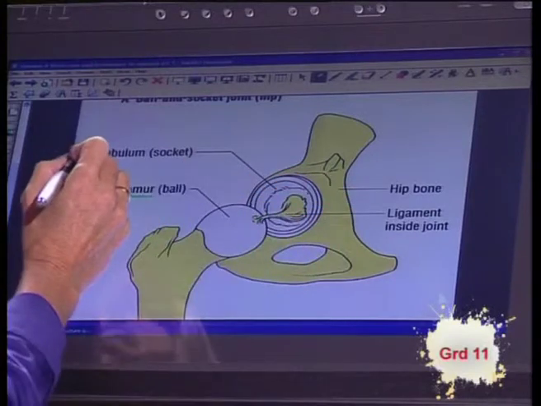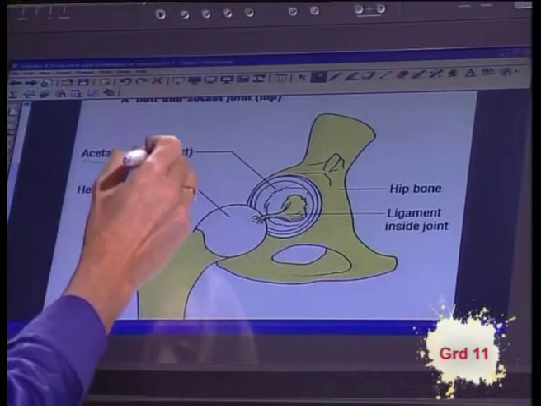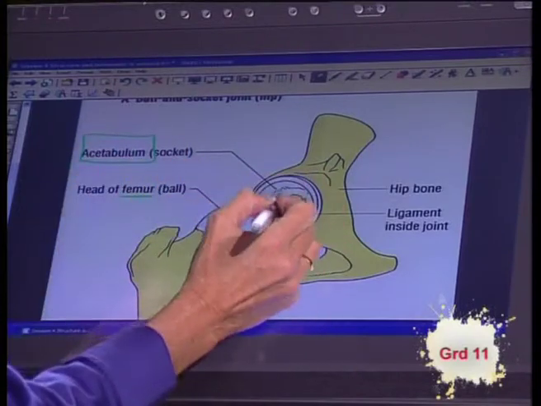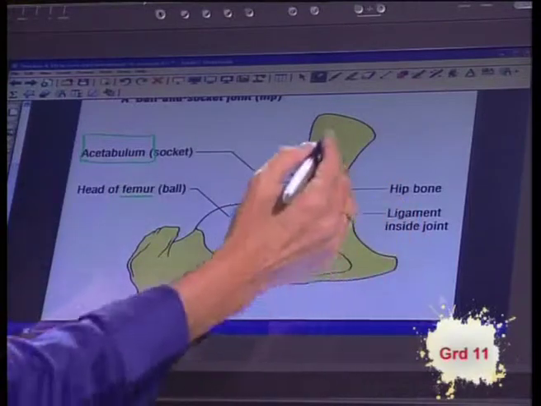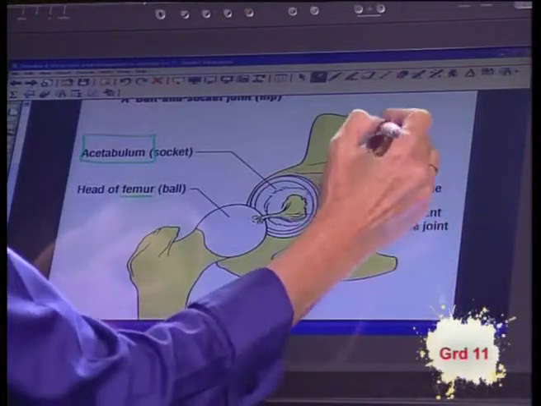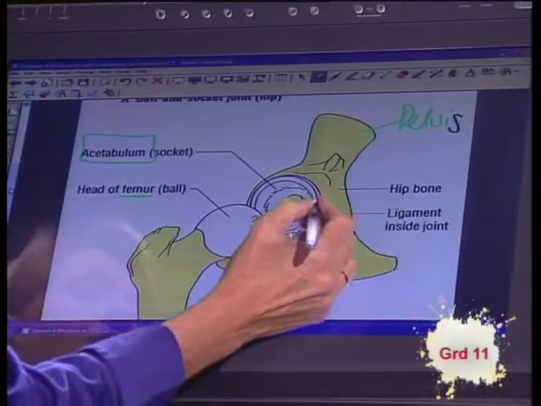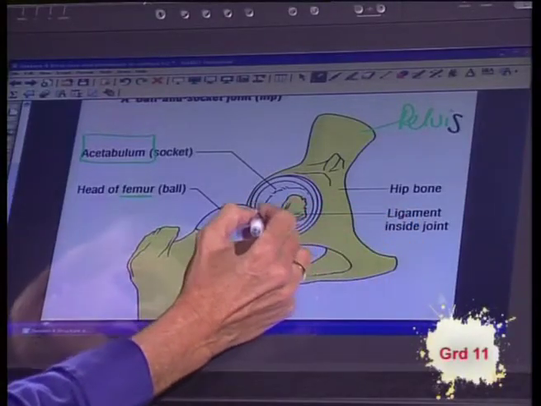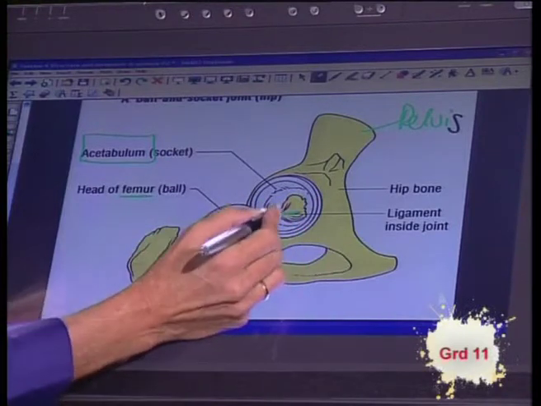Now, you don't have to know that it's the acetabulum. That is sort of extra info, but there's your socket. So you've got your ball and the socket, and the two fit into each other. There's the hip bone, which is part of the pelvis. Okay, I'm going to put your pelvis. And then you have the ligament, which is inside that joint. And that is what has to be held in place.